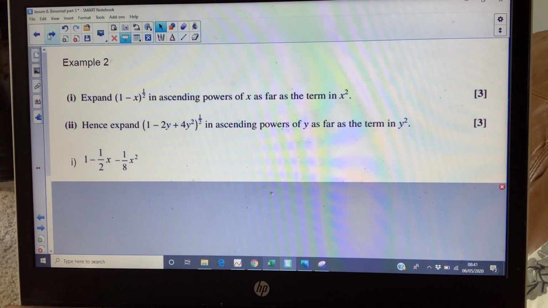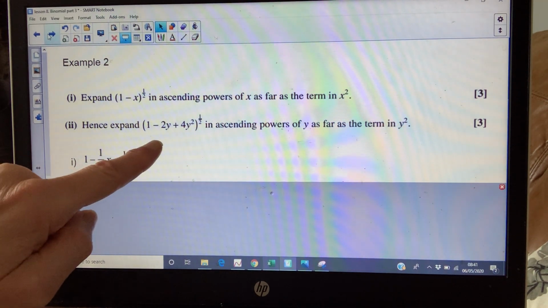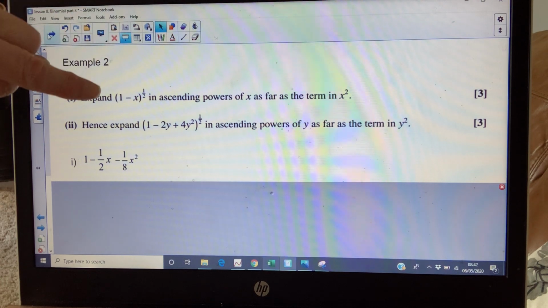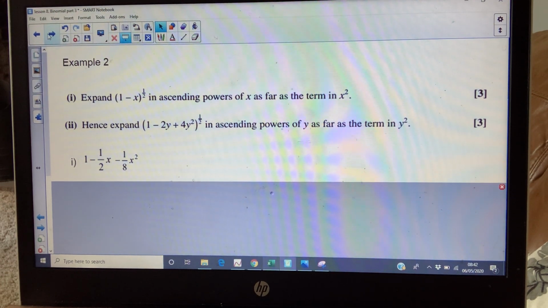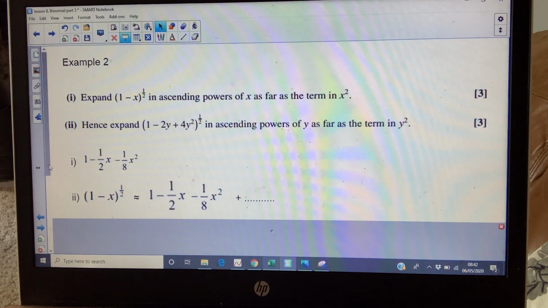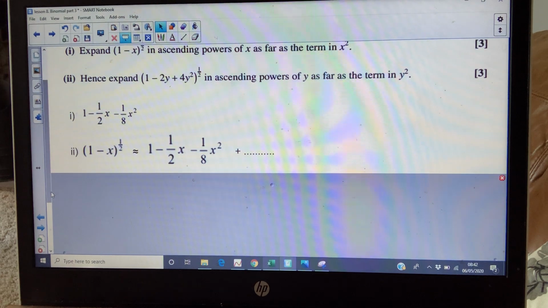It's part 2 that makes this a more interesting question. So hence, what that means is using what you've just done in part 1. Expand 1 minus 2y plus 4y squared all to the power half. Now, you've done an expansion of 1 minus a single thing all to the power half. So what they want you to do is get that expansion and they want you to replace the x with something. So you can see, there's my expansion.